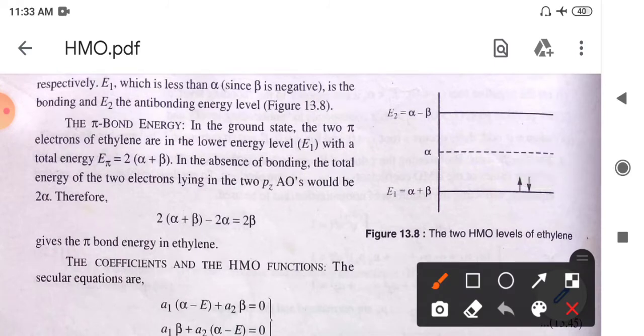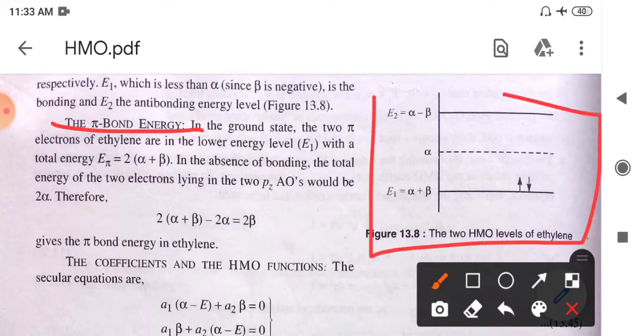Now the next term is the pi bond energy. In order to find the pi bond energy, first of all we need to draw the energy profile diagram for the given molecule. Then next we need to fill the electrons based upon the various laws of electron filling: Pauli's exclusion principle, or Hund's law of maximum multiplicity, and all those things. So based upon this, here there is one orbital, here is another orbital, having two different energies.